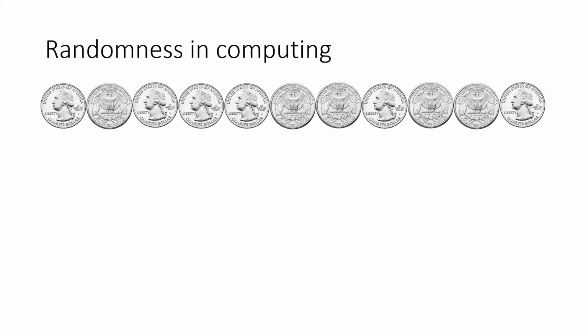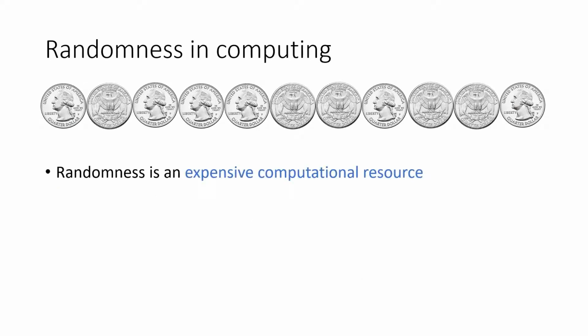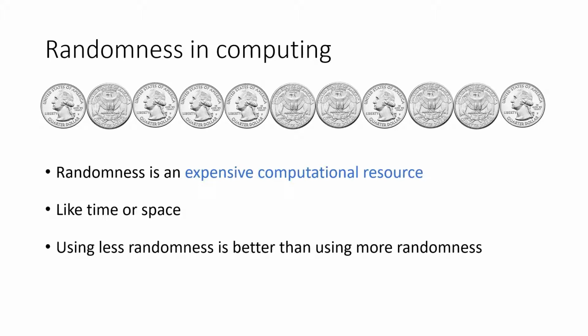Randomness is a valuable computational resource, but it's also an expensive resource, like time or space. All else being equal, an algorithm that uses fewer random bits is better than an algorithm that uses more random bits, just like a faster algorithm is better than a slower algorithm. A pseudorandom generator is a powerful tool for improving the randomness complexity of algorithms.